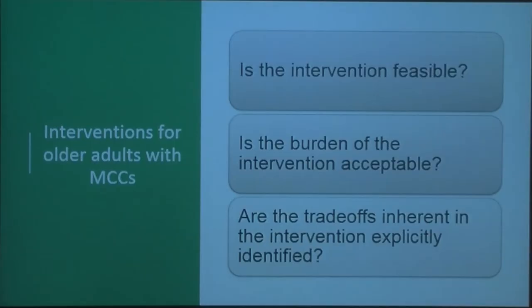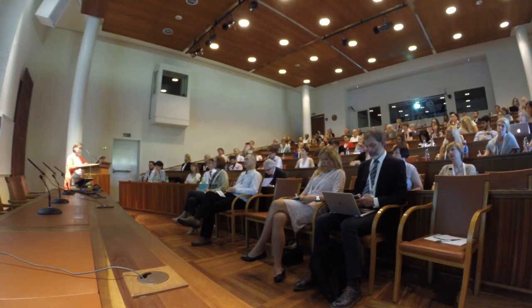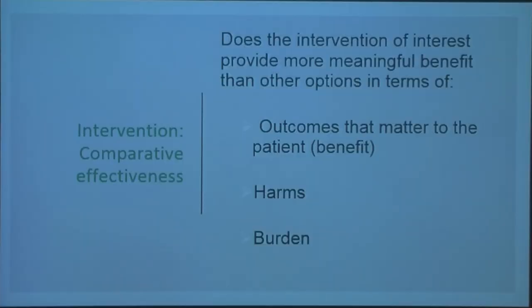Is it acceptable? I think I've heard people at this conference already talk about minimally disruptive medicine that Victor Montori and other people have done, and Cynthia Boyd, who is now with us, has really done some groundbreaking work. So it's not just whether the intervention is effective, but is it really doable, and is the burden of adding it on to everything else acceptable? And most importantly, are the trade-offs inherent in the intervention explicitly identified? This is important for everybody, but particularly for these people with multiple conditions who have multiple different treatments, different diseases, and different priorities. So when we think about comparative effectiveness, and I think all research in this population needs to be comparative effectiveness, it needs to be compared to something that's really meaningful in this group.